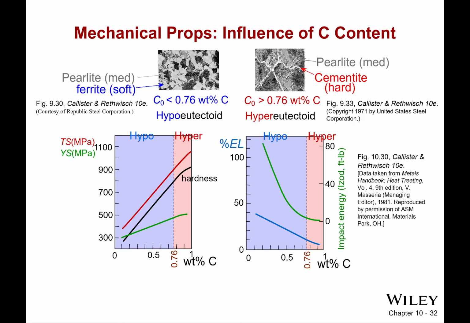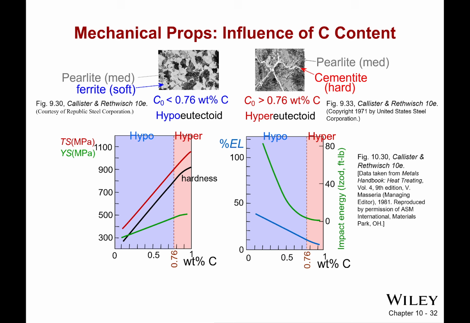So in our last example, we had too much ferrite, okay? We were hypoeutectoid. We had a carbon concentration that was less than 0.76%. So what happens to our properties, like our tensile strength, our yield strength, our ductility, if we are hypo or hypereutectoid? Well, it's not that hard to figure out.